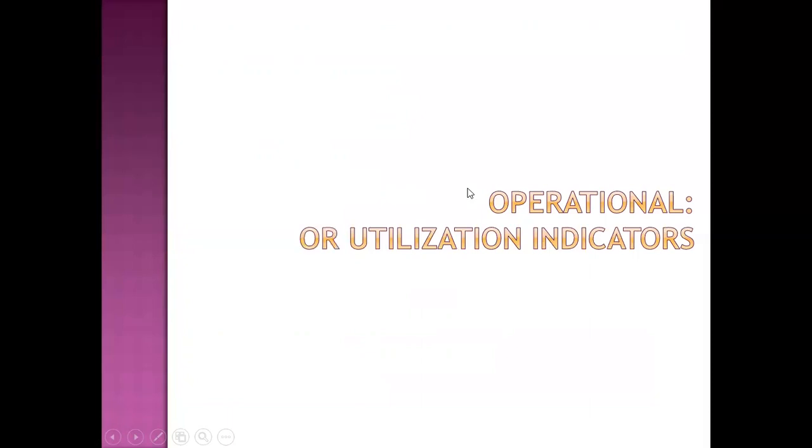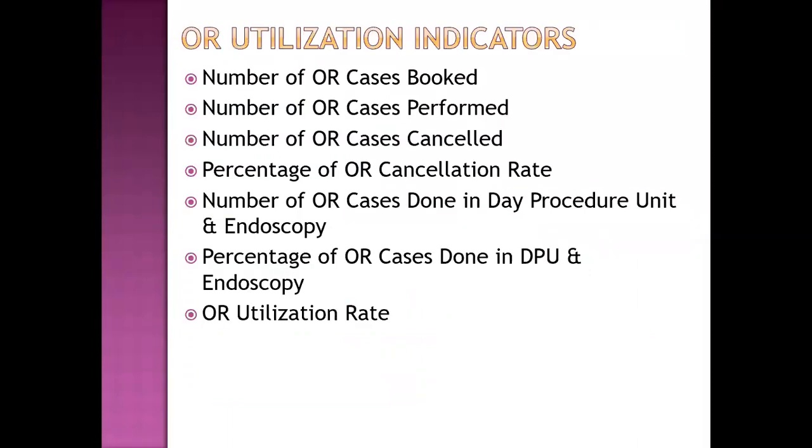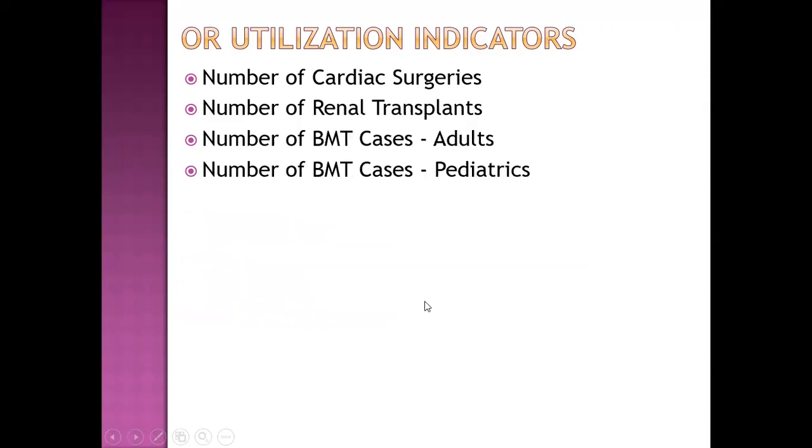Then operations room utilization indicators or operation theater utilization indicators: number of operation room cases booked, number of cases performed, number of cases cancelled, percentage of cancellation rate, number of operation room cases done in a day, procedure unit and endoscopy, percentage of operation room cases done in DPU and endoscopy, operation room utilization rate. Number of cardiac surgeries, number of renal transplant, number of bone marrow transplant cases for adults and pediatrics.